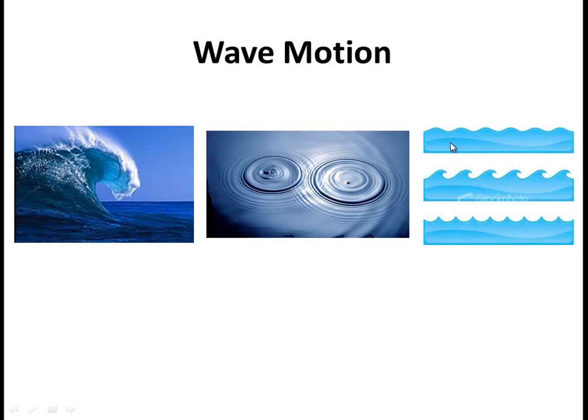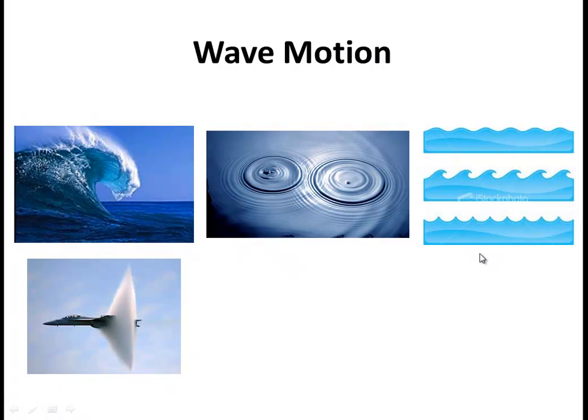Waves can have different shapes. Here's a nice smooth sine wave. This is more like a couple of different types of sawtooth waveforms. Waves can connect to very different kinds of things. Like here's a fighter jet. Looks like maybe an F-15, and it's just breaking the sound barrier, and you can see a shock wave.